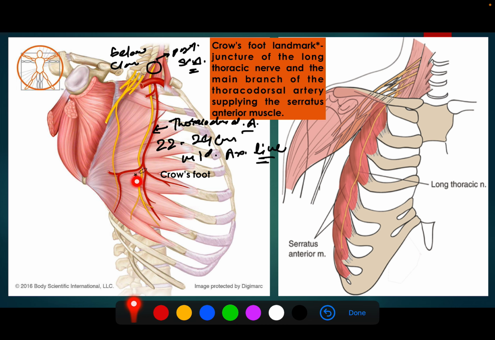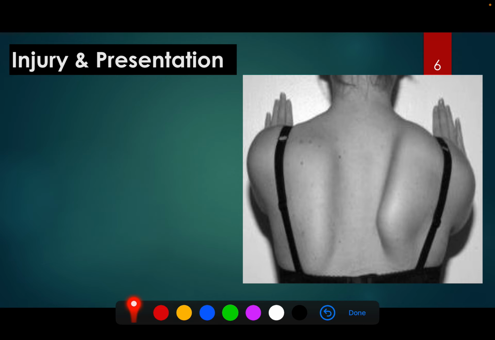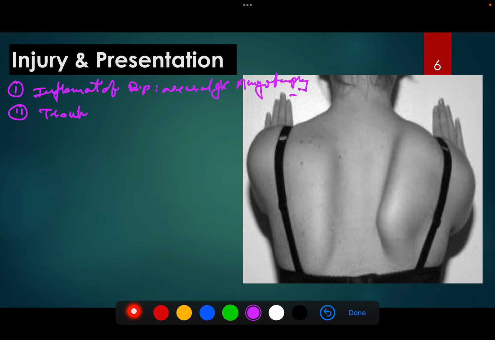In the middle, it has the crow's foot landmark, right? Meeting with the thoracodorsal artery. This is the course and then supply. Now what's the injury and presentation? The injury to the long thoracic nerve has different causes. Number one, we can say inflammation of brachial plexus. That is also called neuralgic amyotrophy. They may use this term in the exam, neuralgic amyotrophy, right? Another cause can be traumatic.